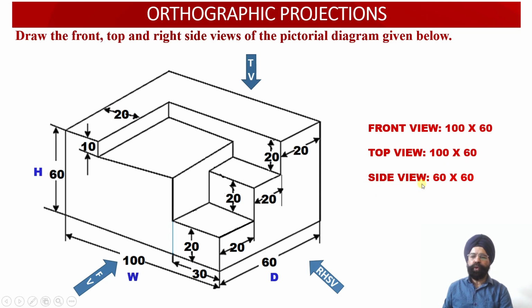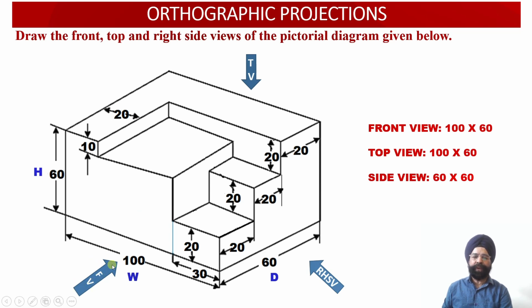Now the side view face will have the dimensions 60 millimeter, which is the depth of the solid, and 60 millimeter, which is the height of the solid. So the dimensions of the side view which will be drawn in the orthographic projections will be 60 millimeter by 60 millimeter.